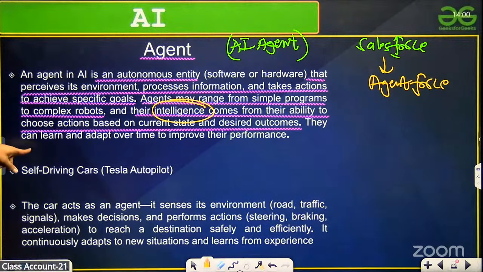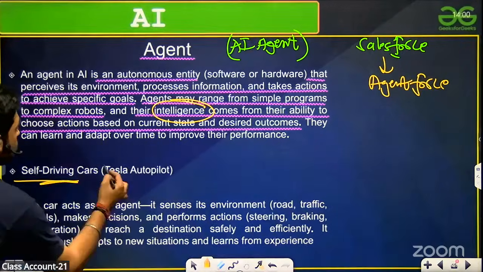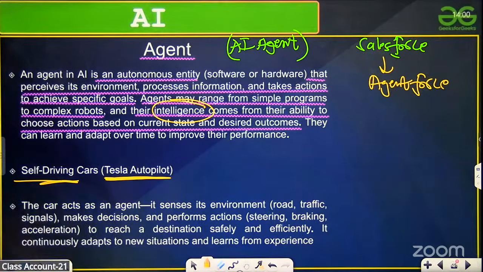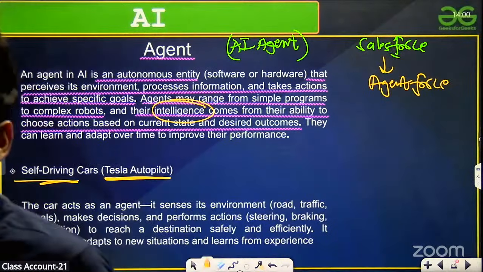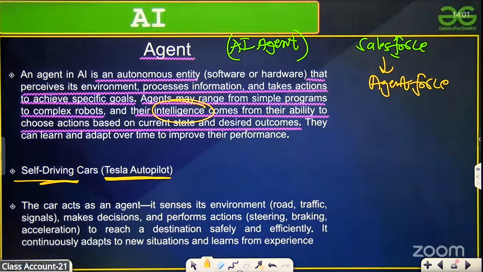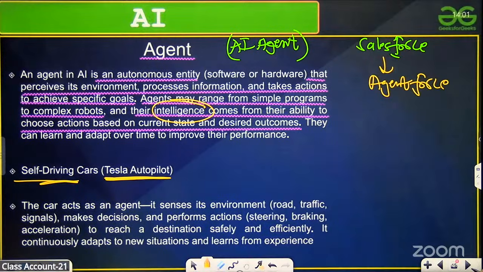Now, one of the examples is self-driving cars, where Tesla Autopilot is the AI agent. You can just read the example. I just wanted to show you this word agent.